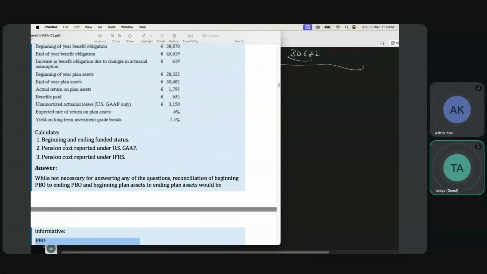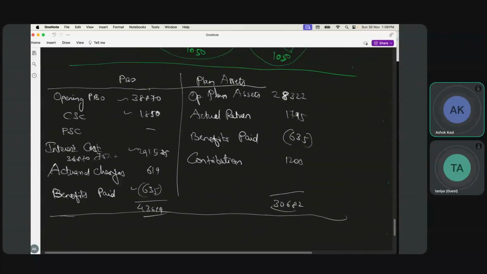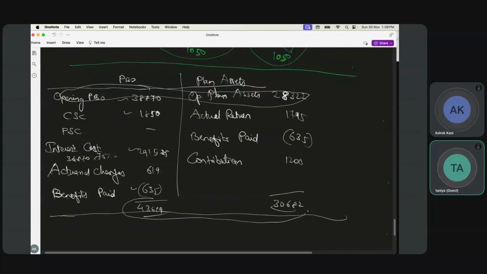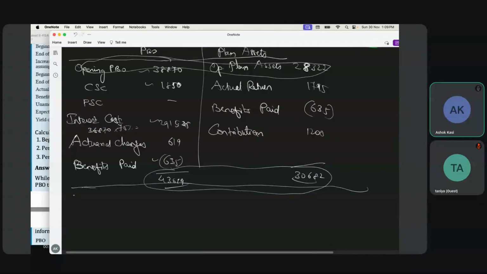Okay, so the question is beginning and ending funded status. Anyway there was no need to calculate all this. This difference is the beginning funded status, and this difference is the ending funded status. But we'll still calculate because later when we do total periodic pension cost, it will be useful. So the beginning funded status is 28,322.